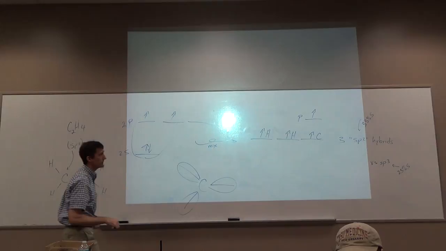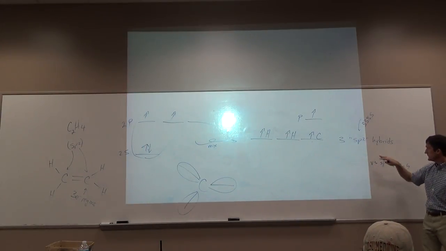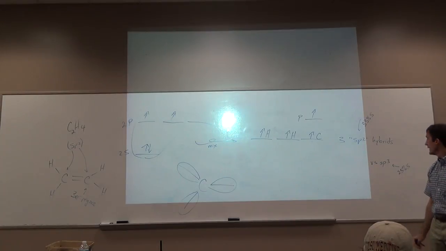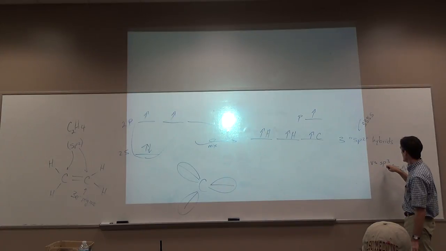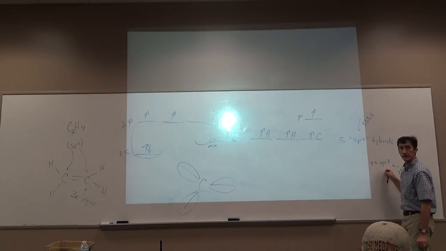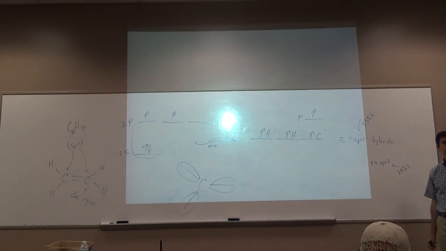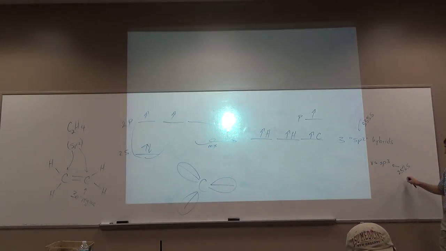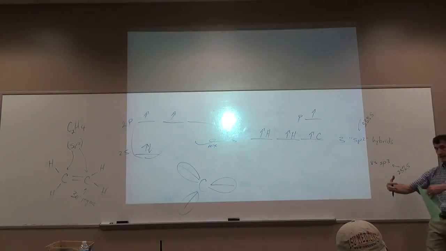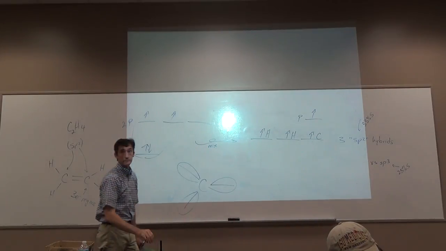So let's talk about length. Which one's longer, sp2 or sp3? sp3. sp3 is longer. Why? It looks more like p compared to the other. Or you can say it's got less s character. The more s character, the more rounded it gets and not as elongated, right? Okay?